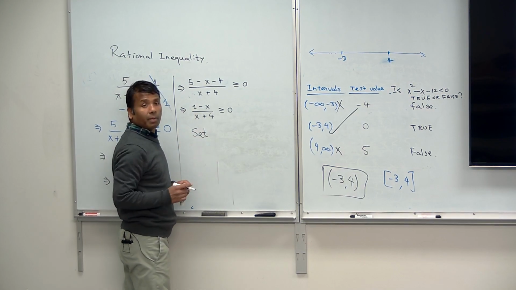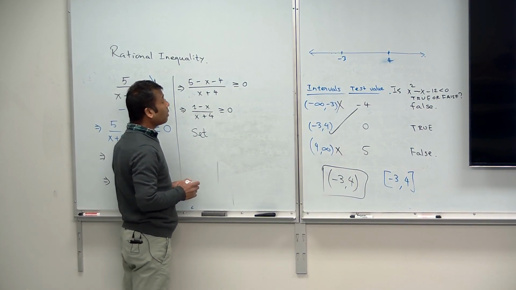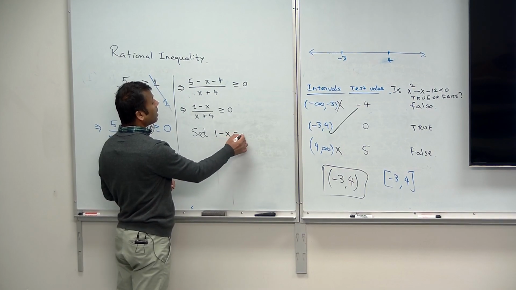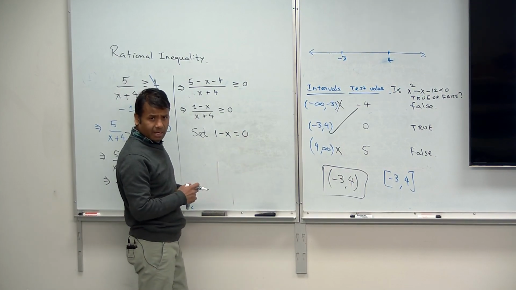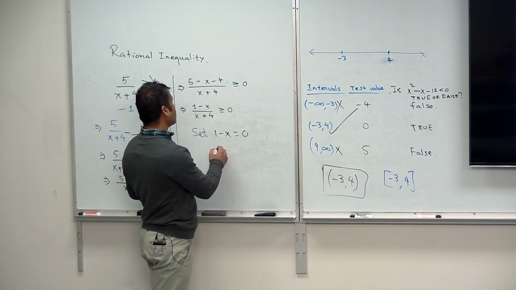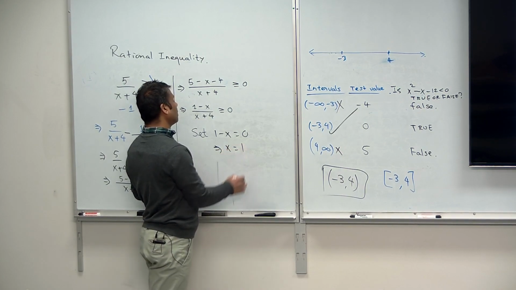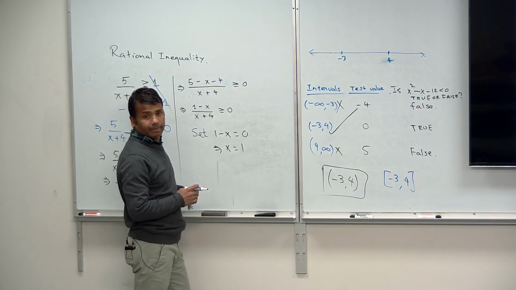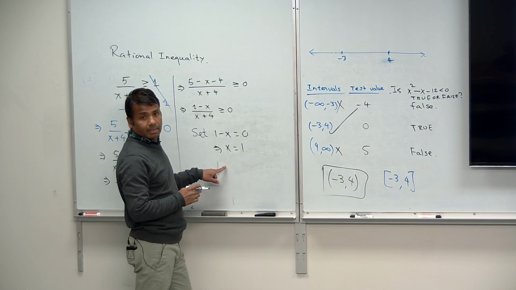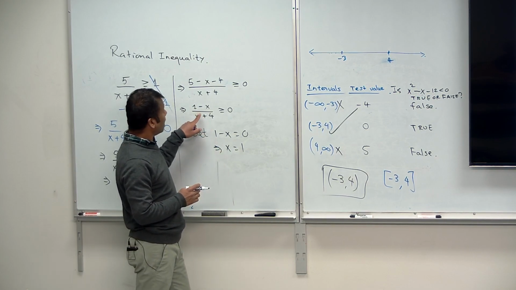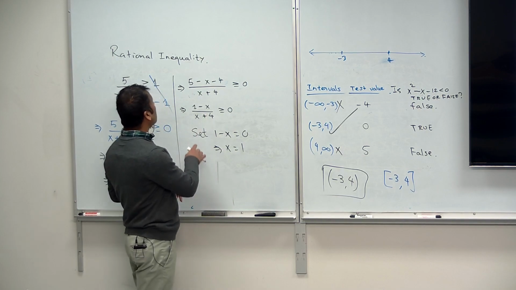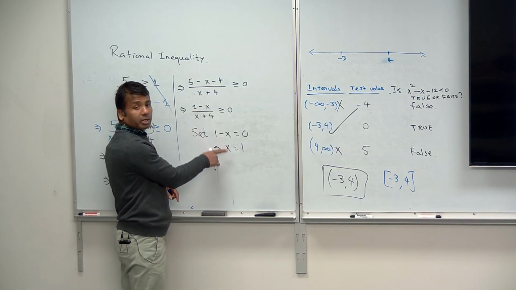To find the value of x that makes the numerator 0, we have to set the numerator equal to 0 and solve for x. So what is the value of x? 1. Is that right? So what value of x makes the numerator 0? 1.